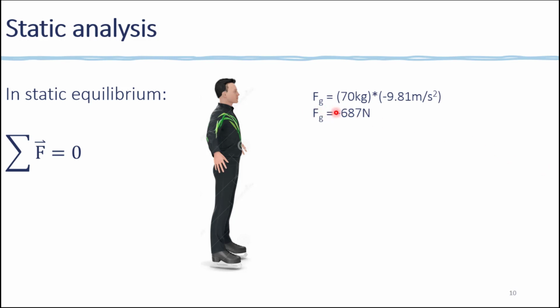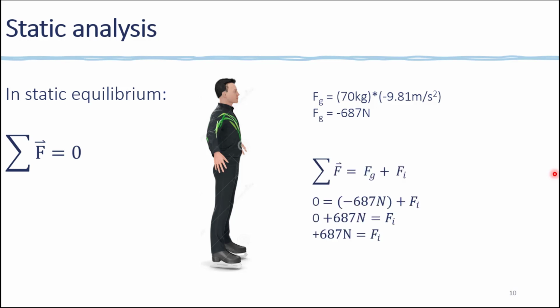And we know that F equals ma, so mass of 70 kilograms times acceleration due to gravity gives us a weight or a force of gravity of negative 687 newtons, or in other words, 687 newtons downwards on the skater. Now we can write the equilibrium equation for the skater. So the sum of the forces is equal to the force of gravity plus the force that the ice is exerting on the skater.